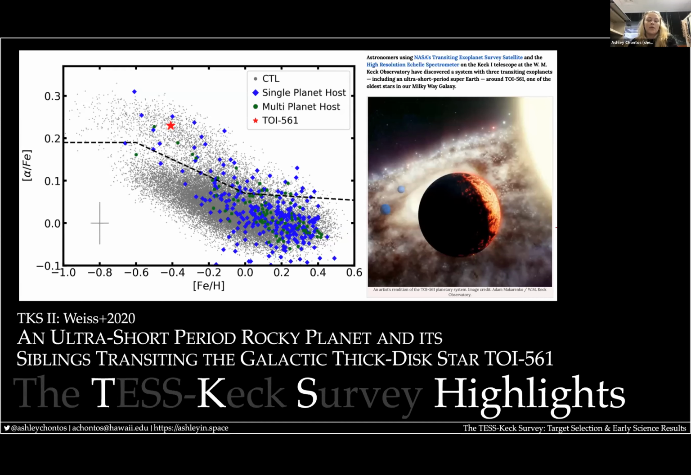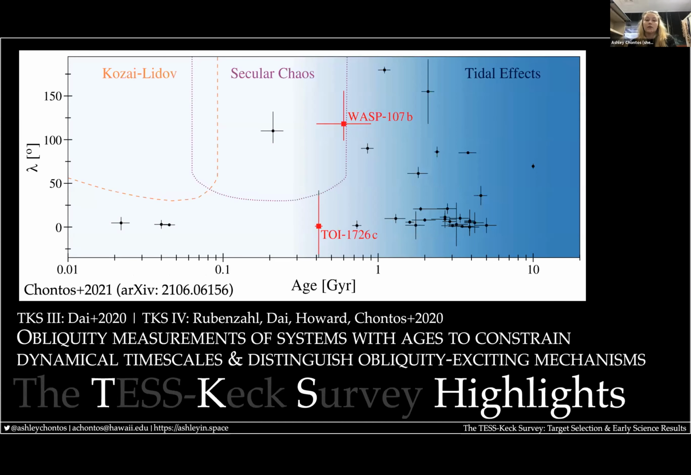To summarize a couple of other TKS publications, I'm actually going to use a figure from the TKS target selection paper I just discussed. The plot is showing the stellar obliquity versus host star age for confirmed planetary systems. Discussed earlier today, the obliquity is the angle between the rotation axis of the star with respect to the orbital plane of the planets. So therefore, imprinted in this observation is rich information about the history of the system, providing clues into potential formation pathways or past dynamical histories.